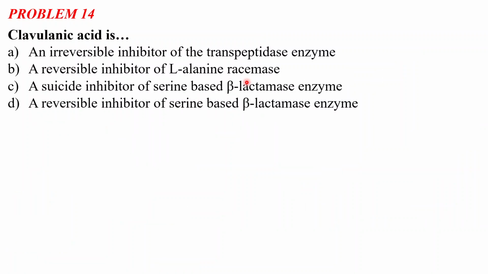so now next question, problem number 14 says clavulanic acid is: option A, an irreversible inhibitor of transpeptidase enzyme; option B, a reversible inhibitor of L-alanine racemase; option C, a suicide inhibitor of serine-based beta-lactamase enzyme; and option D, a reversible inhibitor of serine-based beta-lactamase enzyme. Again I will repeat: clavulanic acid is option A, an irreversible inhibitor of transpeptidase enzyme; option B, a reversible inhibitor of L-alanine racemase; option C, a suicide inhibitor of serine-based beta-lactamase enzyme; and option D, a reversible inhibitor of serine-based beta-lactamase enzyme.